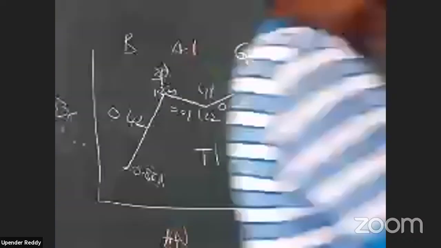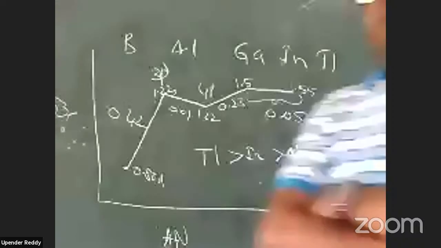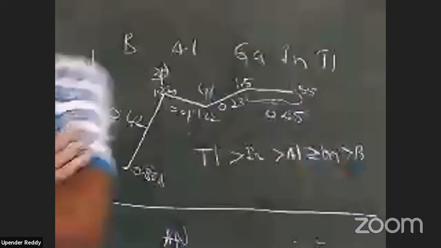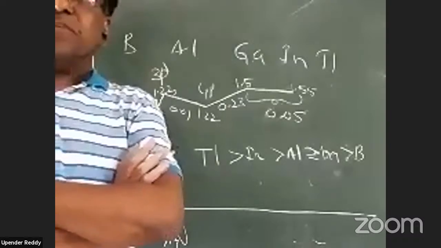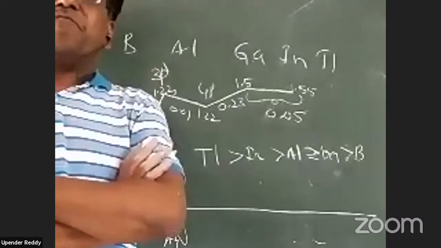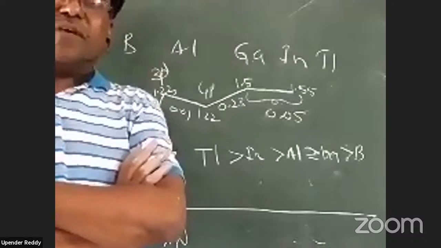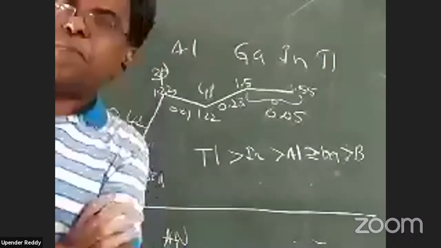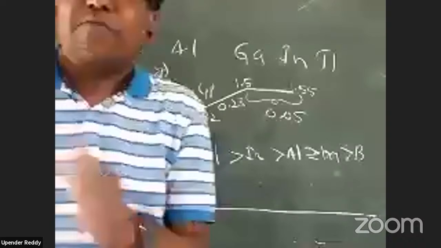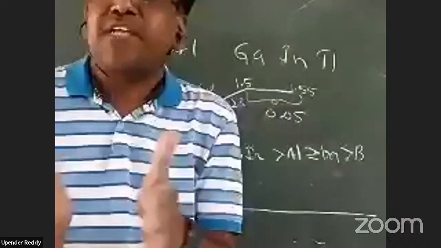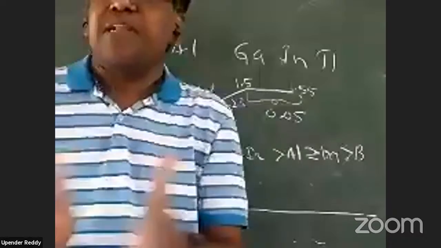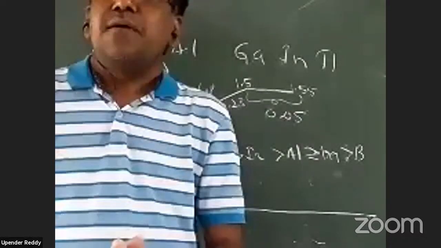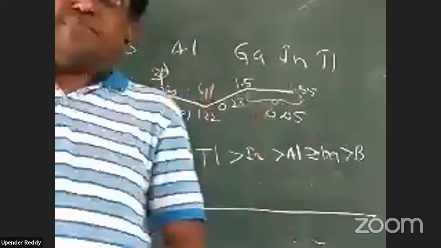Anyone answer? After zinc, we will get gallium. After lanthanum, we will get hafnium. After lanthanum, there are 14 lanthanide elements. Because of the lanthanide contraction, hafnium becomes the same size as zirconium.